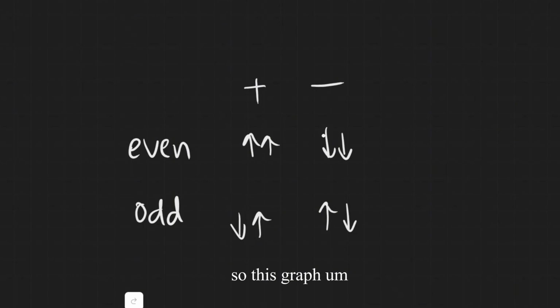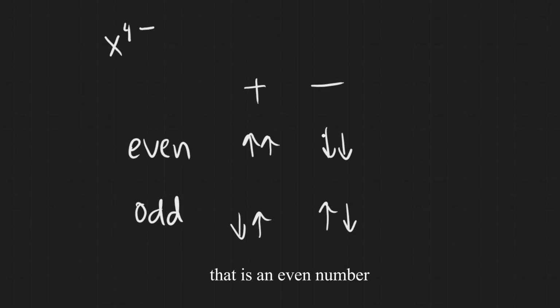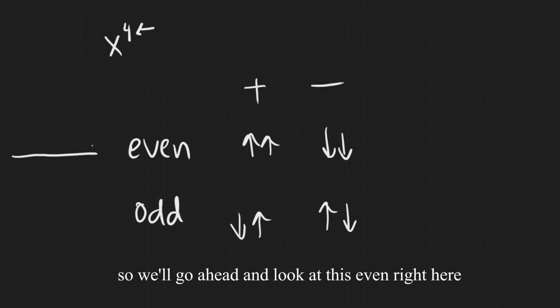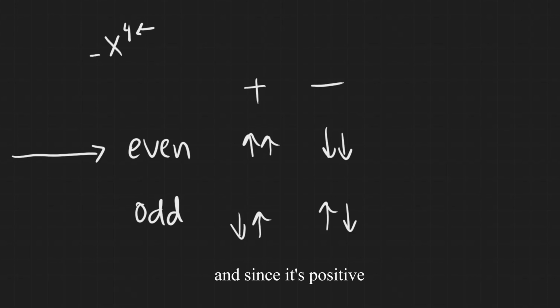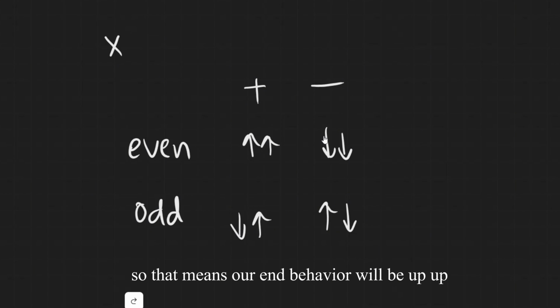End behavior is very important when it comes to graphing polynomial functions because it tells you the general shape of the polynomial. So this table shows you end behavior in relation to the leading degree that you're given. So if you're given, let's say, x to the fourth, that is an even number. So we'll go ahead and look at this even right here. And since it's positive, we'll look at this positive right here. So that means our end behavior will be up, up.